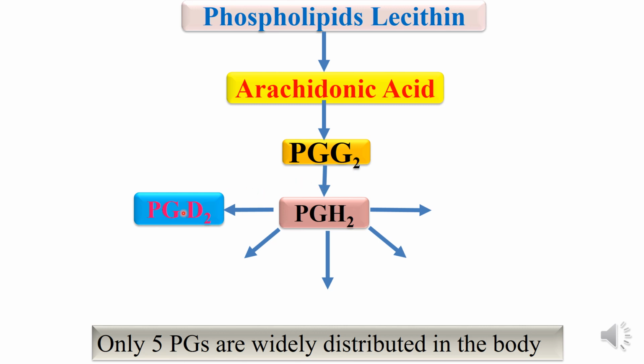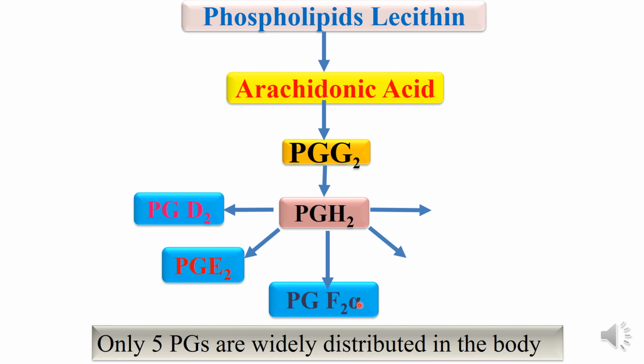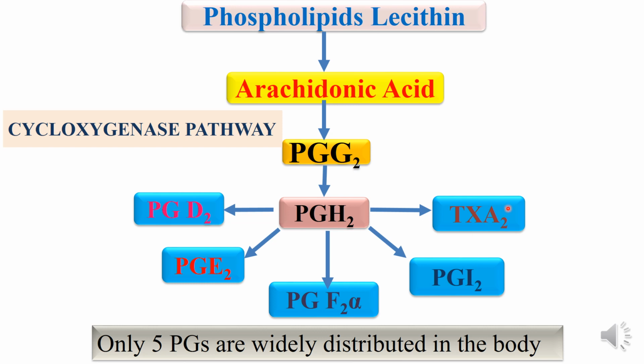So prostaglandin D2, prostaglandin E2, prostaglandin F2 alpha, prostaglandin I2 and thromboxane A2 are the products that are derived from the cyclooxygenase pathway. The first prostaglandin to be formed is PGG2, and it gets converted to PGH2, and by various enzymatic reactions, PGH2 is converted to the other prostaglandins and prostacyclins. Only 5 prostaglandins are widely distributed in our body.